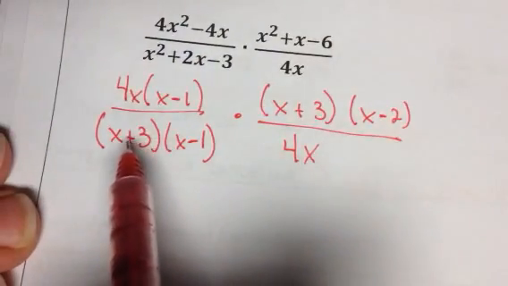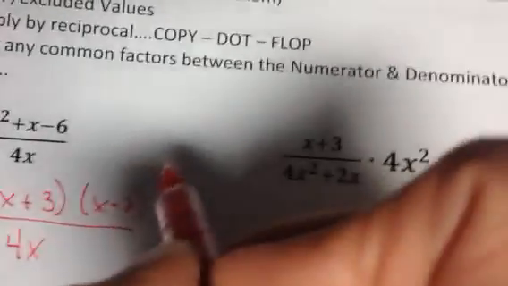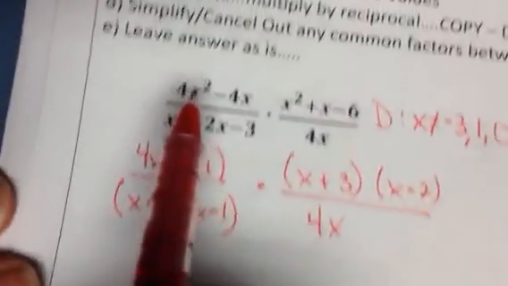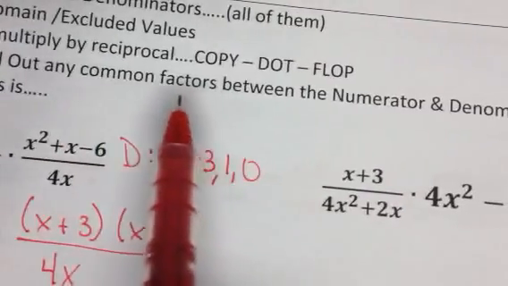Look at the denominator. Never pick -3, 1, or 0, so I'm just going to put that over here. For my domain, I cannot let x be -3, 1, or 0. You can write them in any order. And it's not division, so we don't have to do that. We're just going to simplify or cancel out any of the common factors between the numerator and denominator.